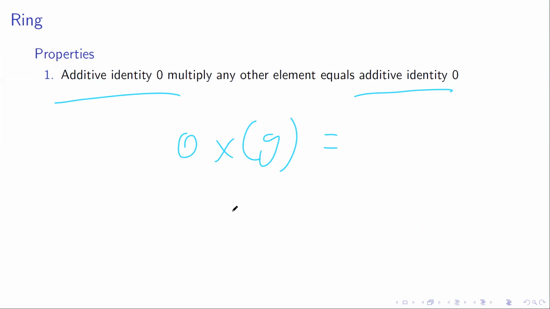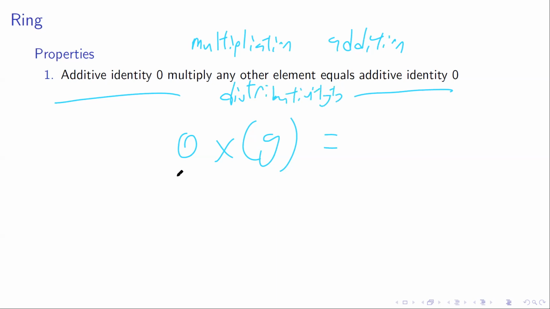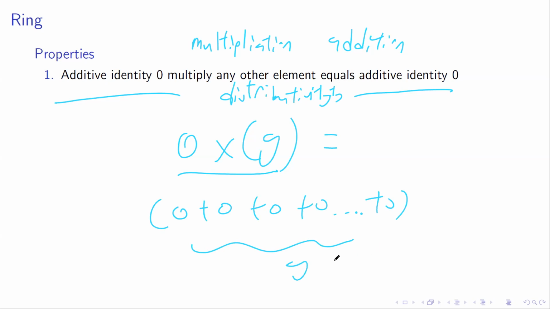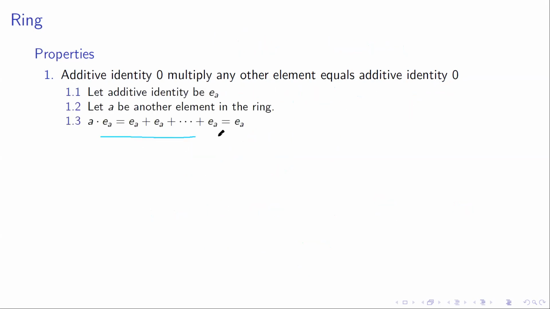We know that multiplication and addition are related by distributivity. So basically what we want to do is add 0 G times, and we know that if we add 0 G times, we always get back 0. So this completes the proof that the additive identity multiplied by any other element equals the additive identity 0. Okay, that's the proof.